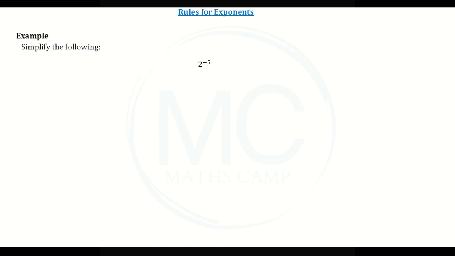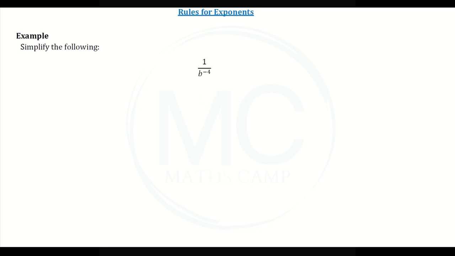Simplify the following. 2 to the power of negative 5. Remember that every whole number can be written as a fraction with a denominator of 1. So in this case, we can say 2 to the power of negative 5 all over 1. Now, to make this exponent positive, we move it to the denominator of the fraction, and we get 1 over 2 to the power of 5.